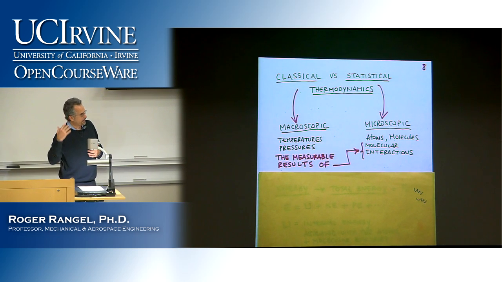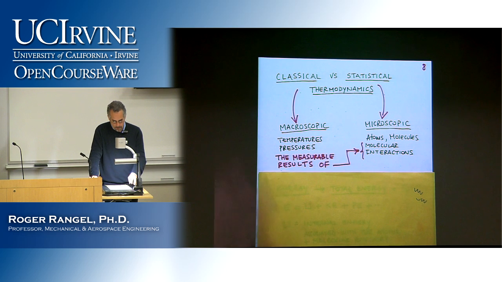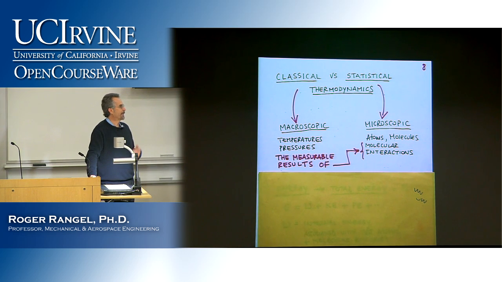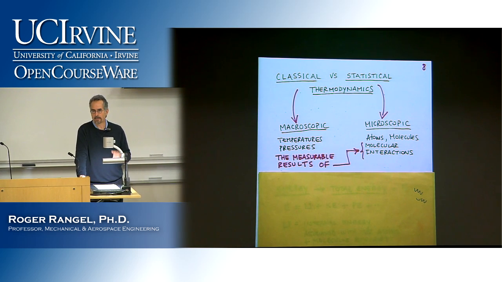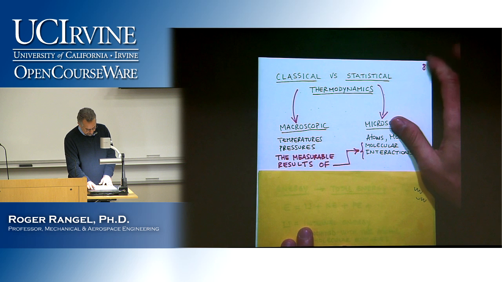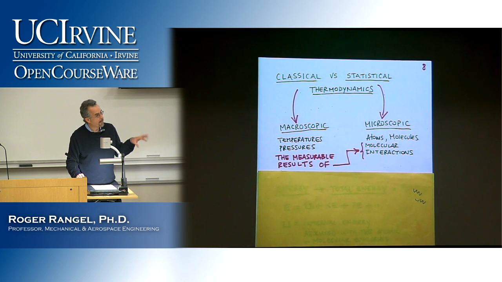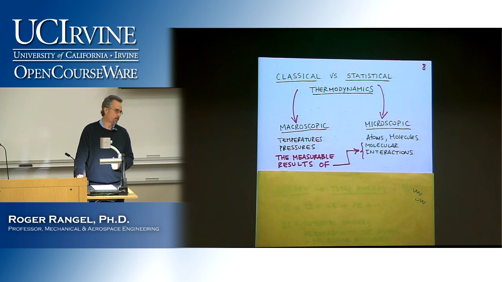We know, of course, that in the microscopic approach, those are due to atomic and molecular motion, and in the case of solids, lattices that are vibrating and so on, that are producing those quantities. So that's why I wrote here at the bottom, these quantities in our macroscopic world are really measurable results of what's happening at the level of atoms and molecules.